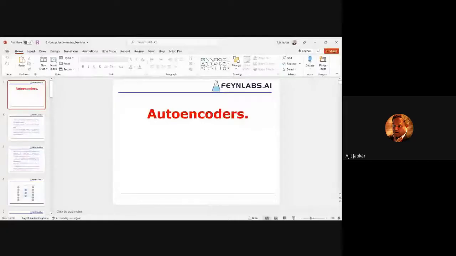So I'm just going to start sharing in a minute. I need to unmute myself. So you should be able to see my screen.